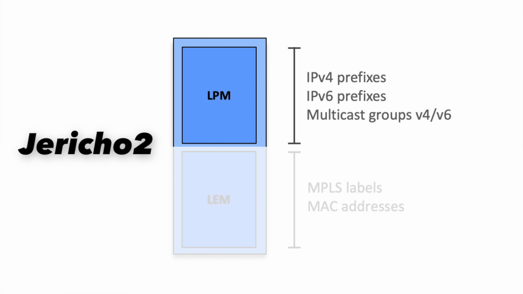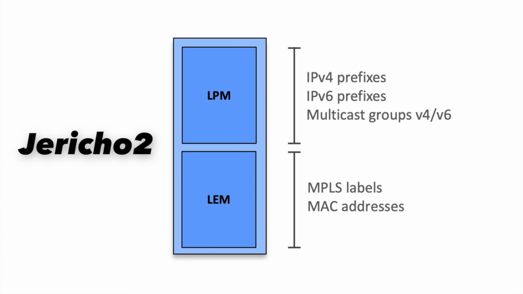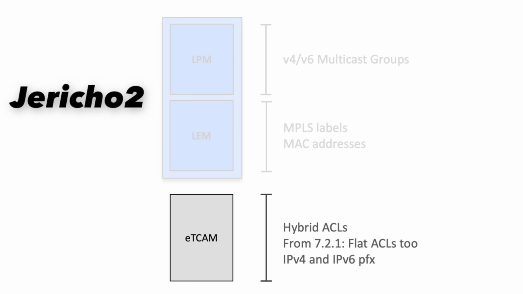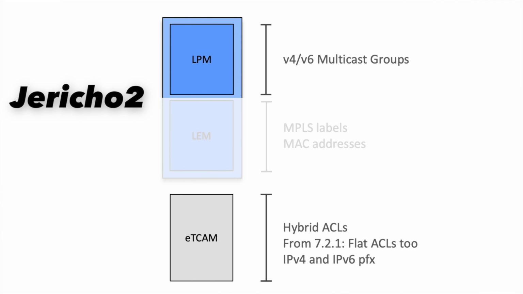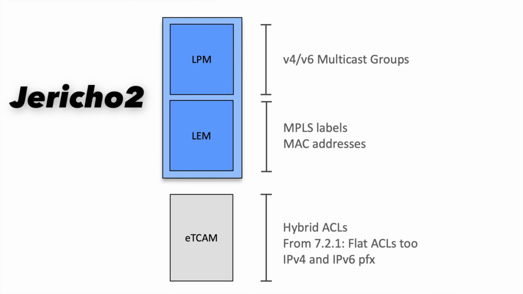On these systems, the prefixes and multicast routes are stored in what we call the LPM, while the MPLS and bridge domain MAC addresses are written in another database named LEM. On the SE systems, all v4 and v6 prefixes are going to the eTCAM, and that's also where we have the access list entries. In LPM will go the multicast groups, while MPLS and MAC addresses will be stored in LEM.